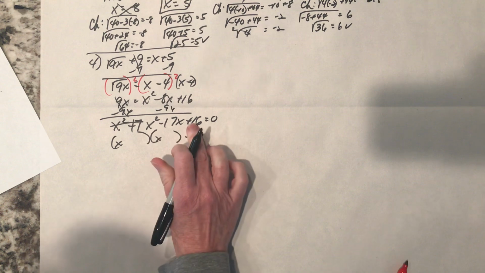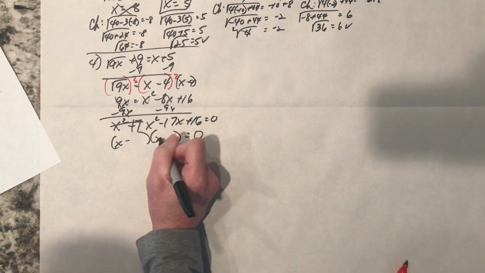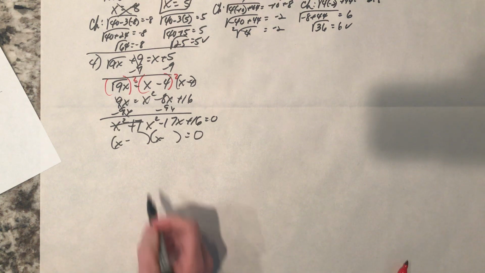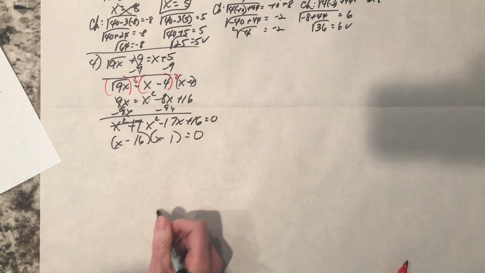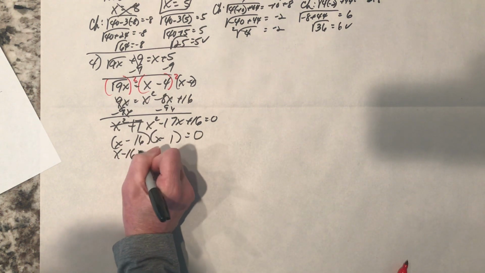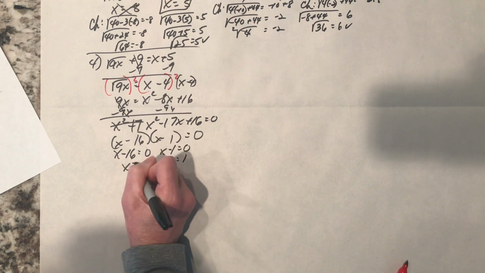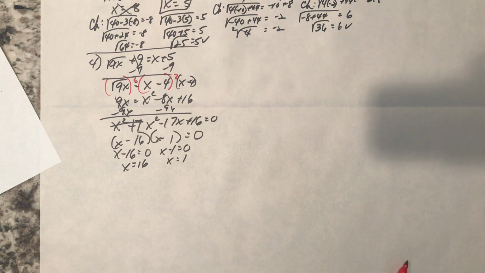The signs need to be the same and they need to be negative. You're looking for two numbers that multiply to give you 16 and add together to give you 17. Set each piece equal to 0 and solve. And then on these, we need to check them.